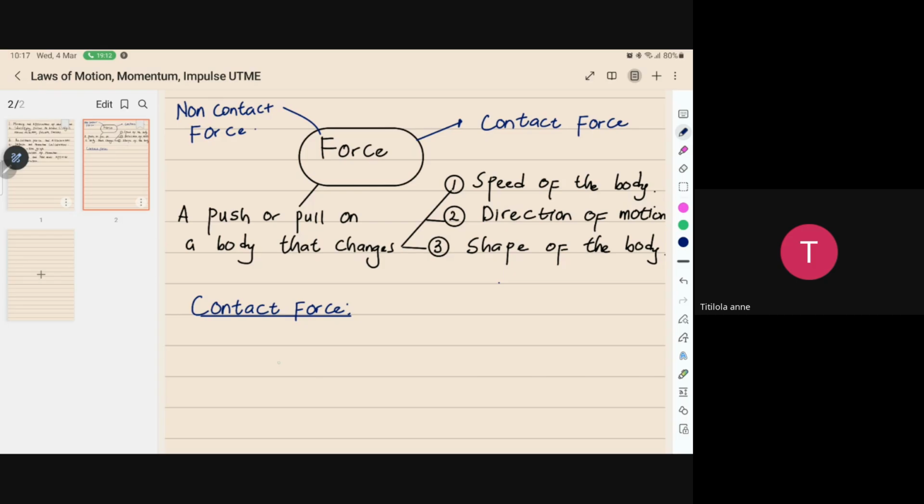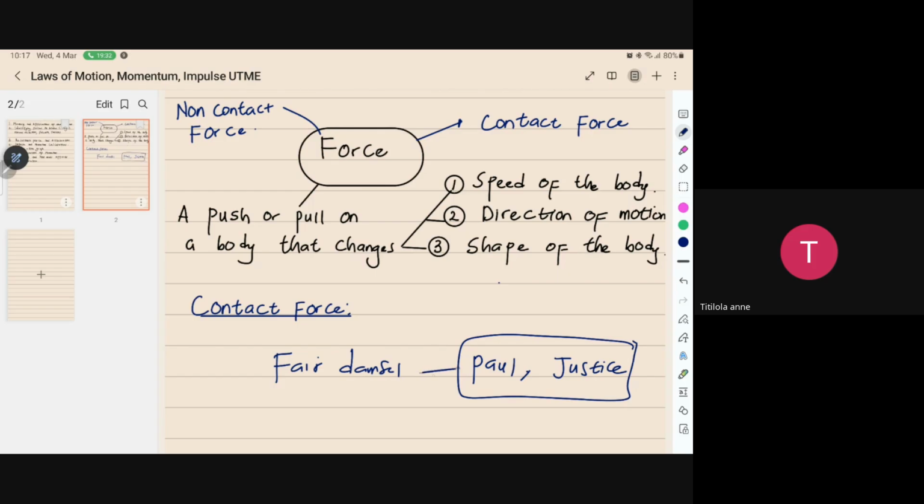When you have a fair dam cell here, and then you have Paul seated this side, and there is another, then Justice is seated here. When both of them are together, nothing is happening. But there's something that is pulling Paul to the fair dam cell, even when they are not in contact. That is non-contact force. Paul, Titilola, I hope it makes sense now. All right. Good. Paul, I know you're innocent.